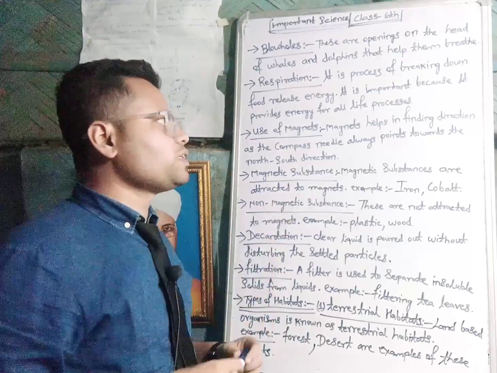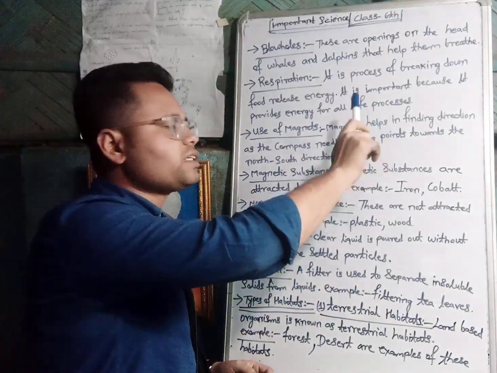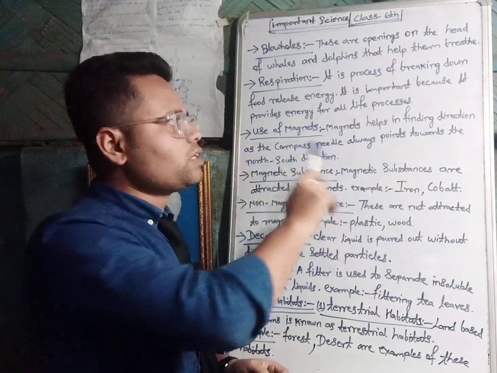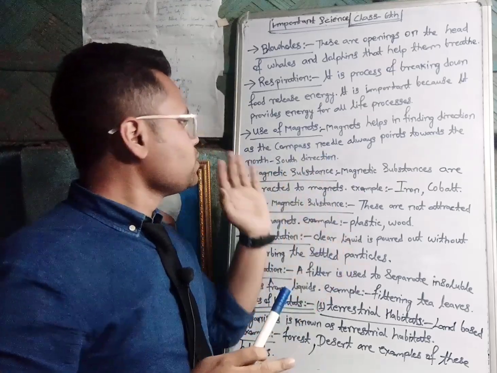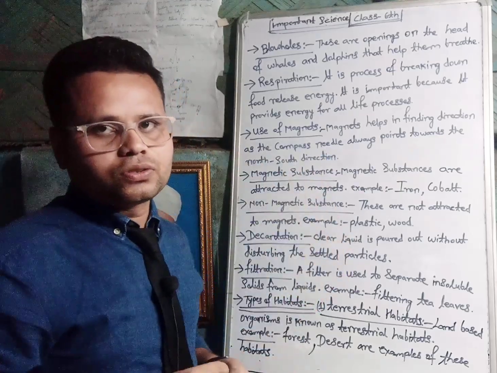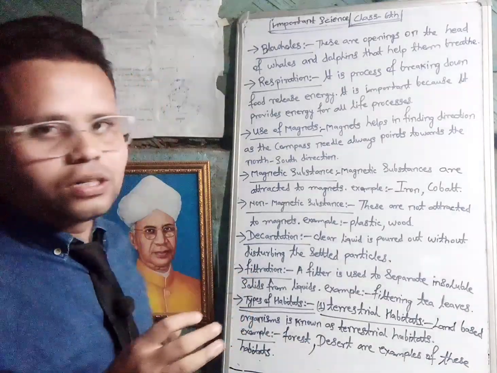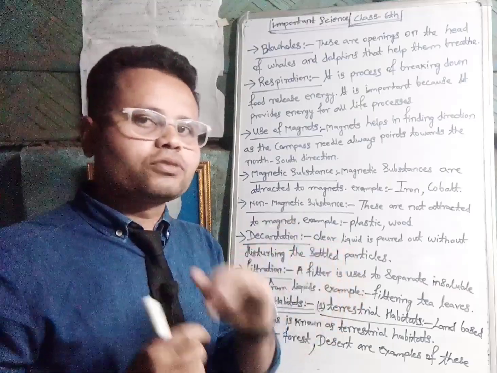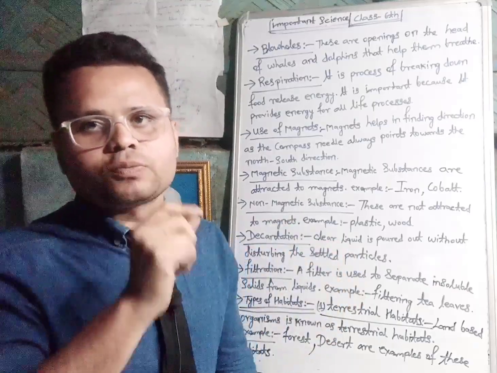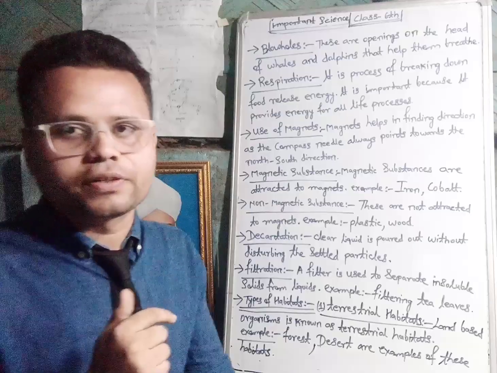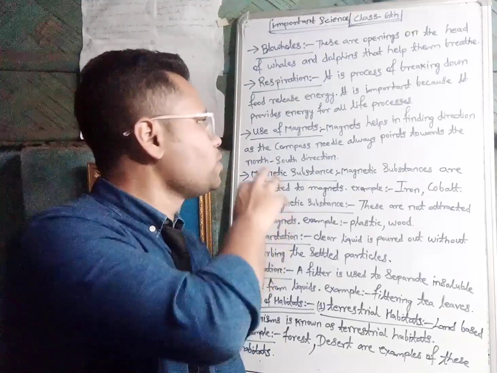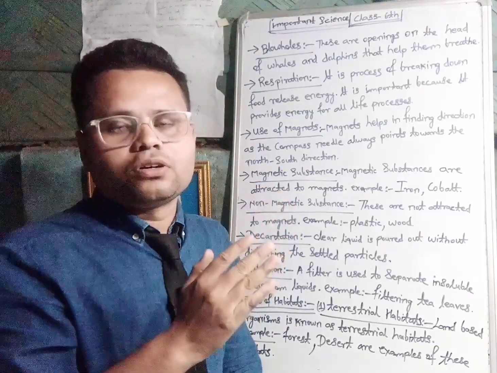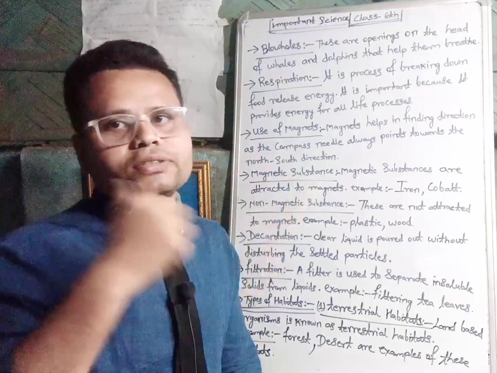Use of magnets: magnets help in finding direction. The compass needle always points towards the north-south direction. So magnets are very useful to keep a particular direction. A magnet is responsible for showing the north and south direction.